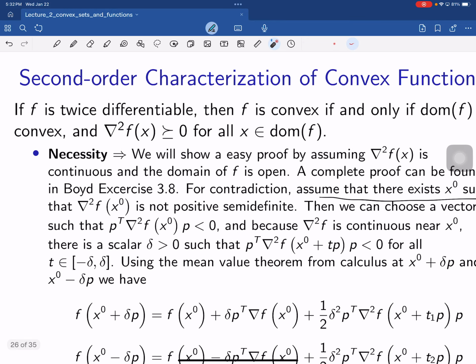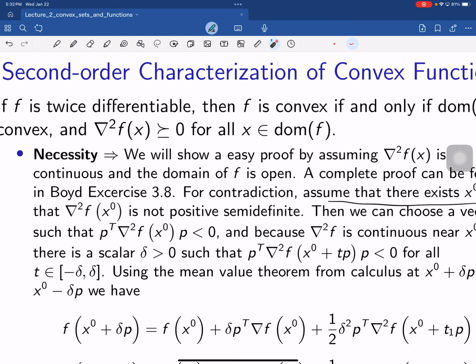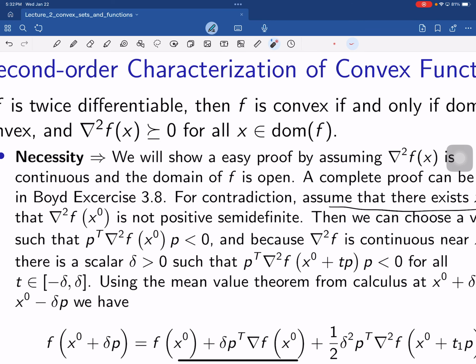Now, here's where my assumption comes into play. Because I assume the Hessian is continuous, right? So if the Hessian is continuous, I can argue that in a small neighborhood of x naught, this guy remains to be negative, right? Because the Hessian is a continuous function, and P is a fixed vector. P transpose Hessian P is some number, right? So if you consider this continuous function, since it is negative at x naught, it remains to be negative in a small neighborhood of x naught, right? That's the definition of continuity, right? Okay.